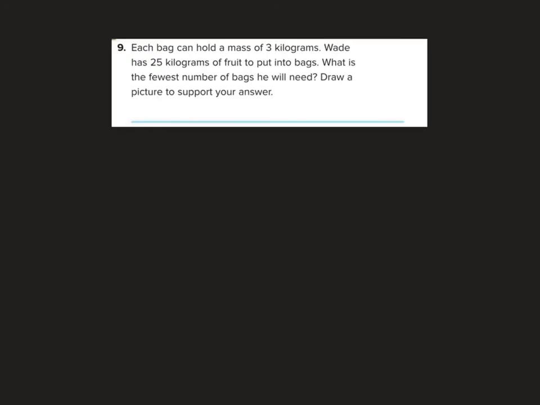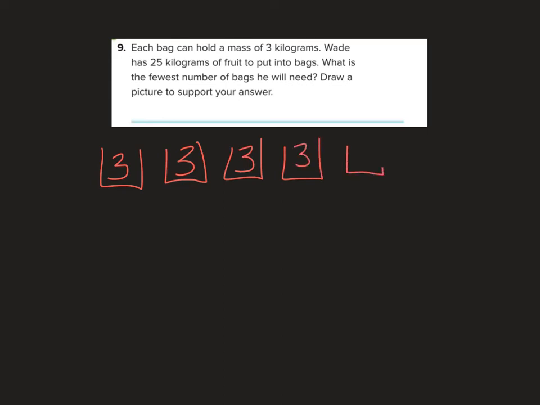Each bag can hold a mass of 3 kilograms. Wade has 25 kilograms of fruit to put into bags. What is the fewest number of bags he will need? Draw a picture to support your answer. Okay, so I know that each one can hold 3. 9, 12, 14. Why do I always go from 12 to 14? 15, 18, 21, 24. Okay, so this is how many bags he needs in order to put 24 kilograms of fruit.